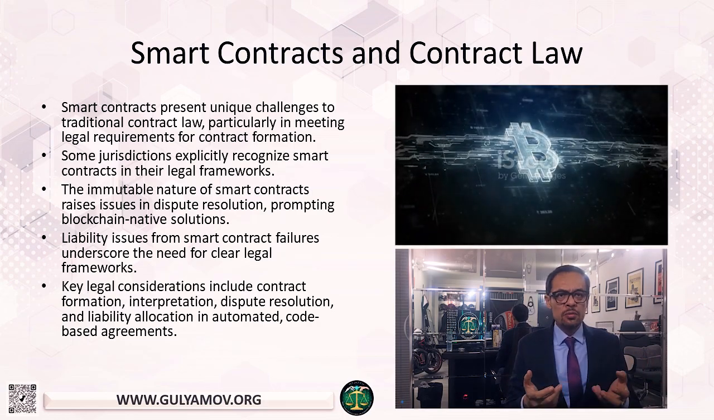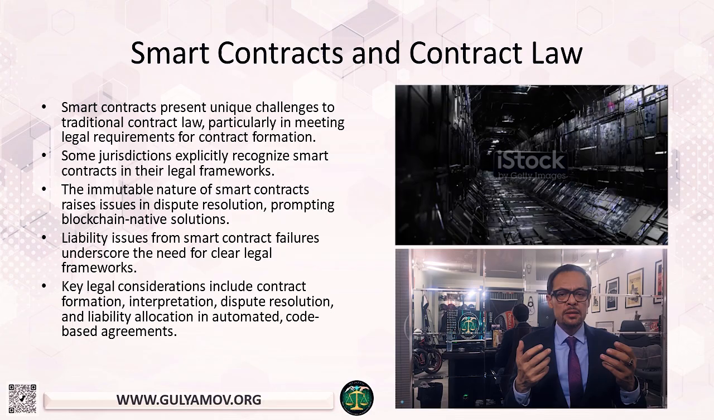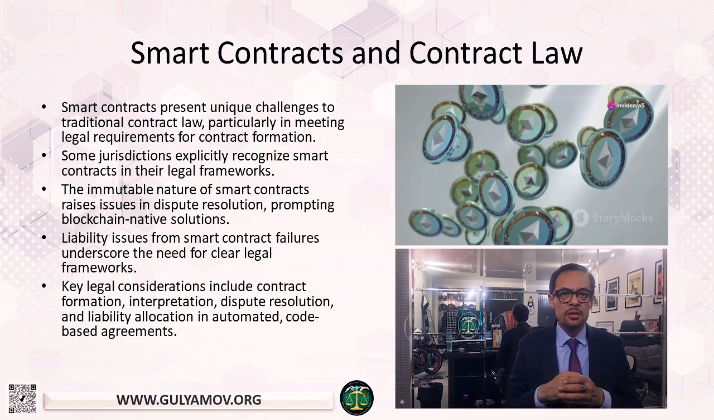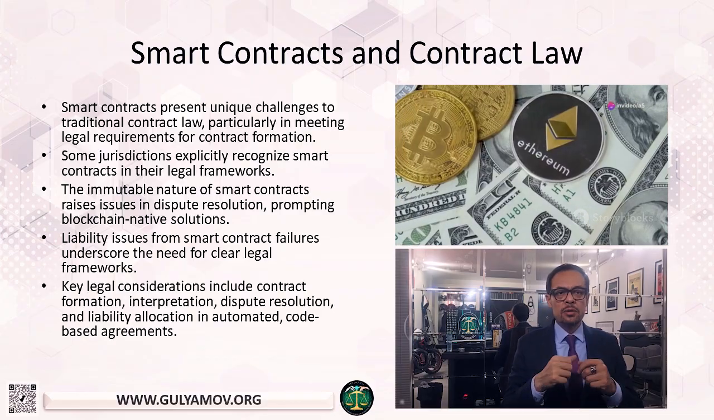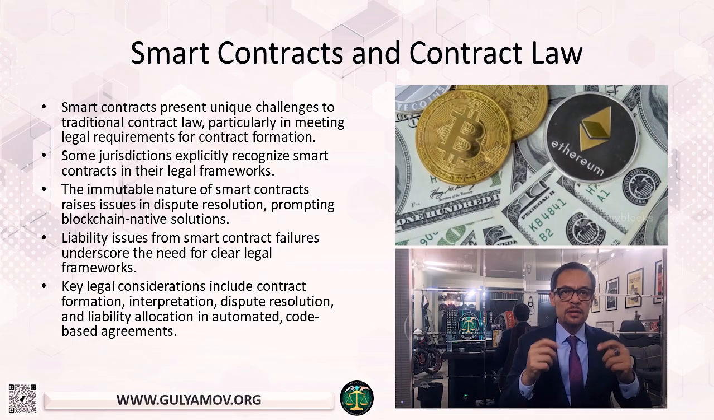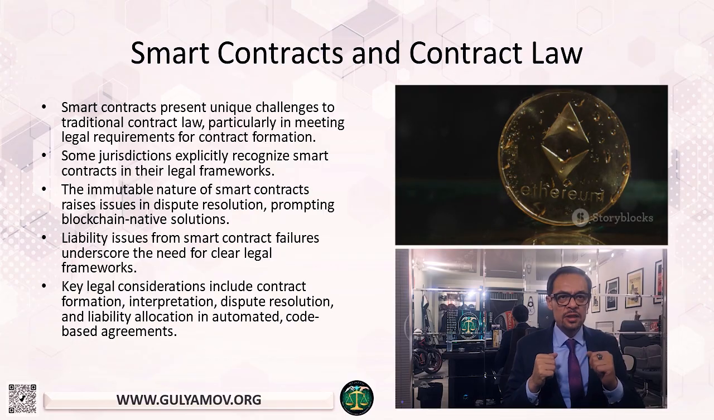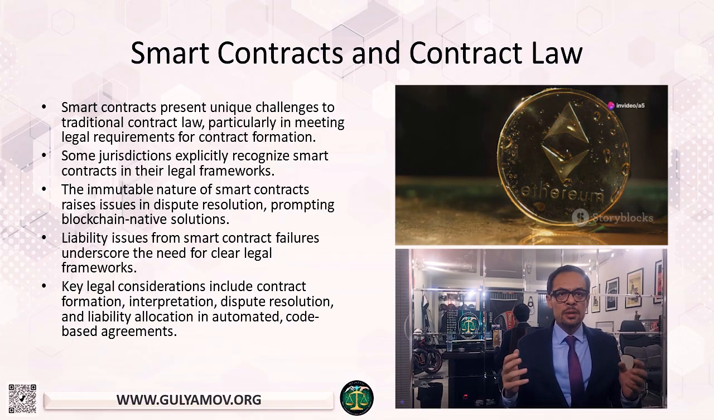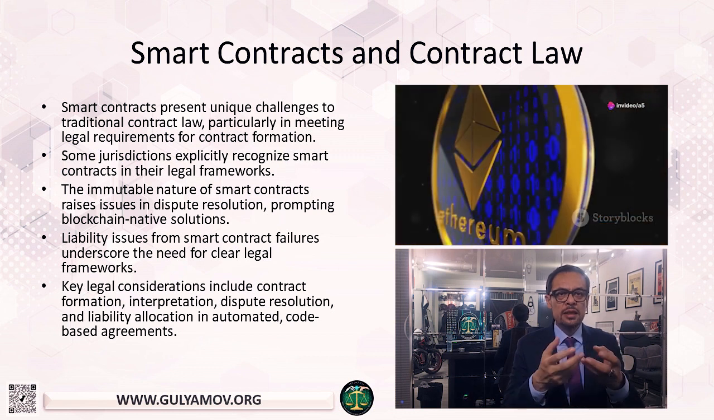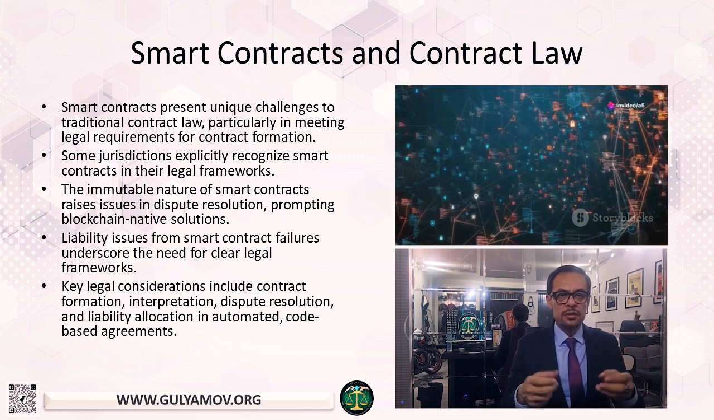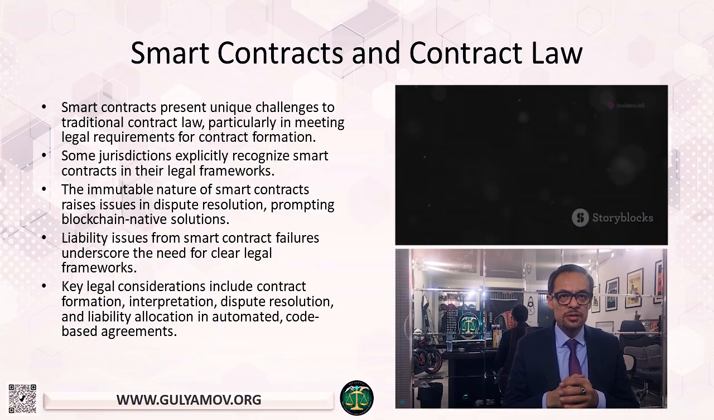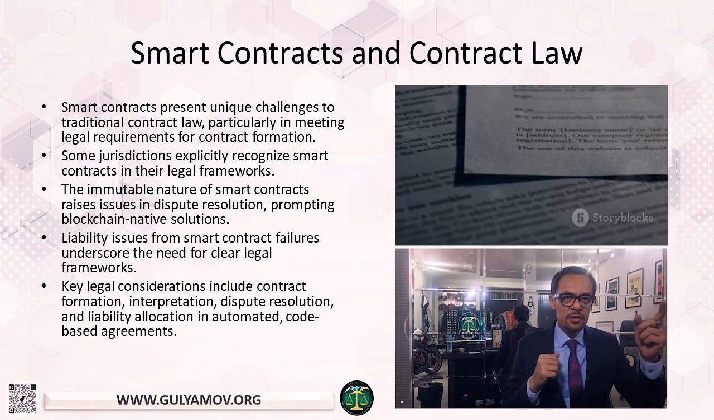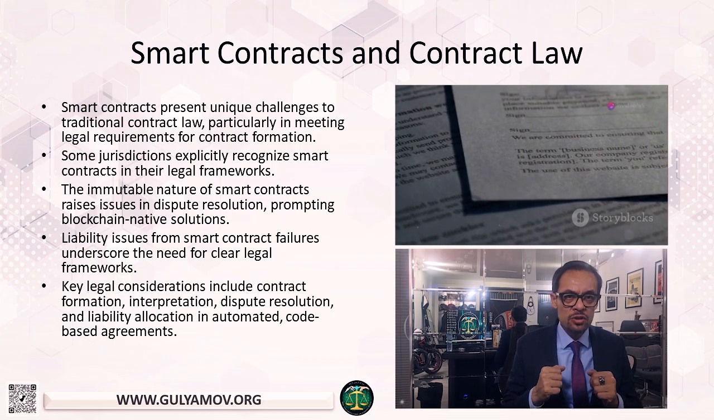High-profile failures of smart contracts have underscored the urgent need for clear legal frameworks addressing liability and recourse. As we grapple with these novel agreements, key legal considerations come to the fore: contract formation in code, interpretation of digital terms, mechanisms for dispute resolution, and allocation of liability in automated, code-based systems. The integration of smart contracts into our legal landscape demands a delicate balance between technological innovation and established legal principles.